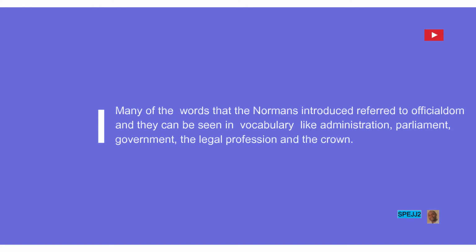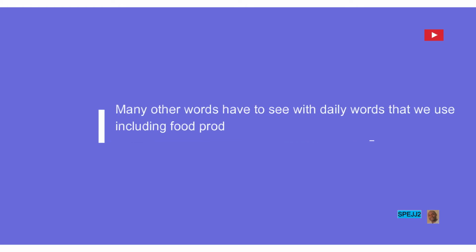Many of the words that the Normans introduced refer to officialdom, and they can be seen in vocabulary like administration, parliament, government, the legal profession, and the crown. Many other words have to do with daily words that we use, including food production such as beef, pork, herb, juice, and poultry.